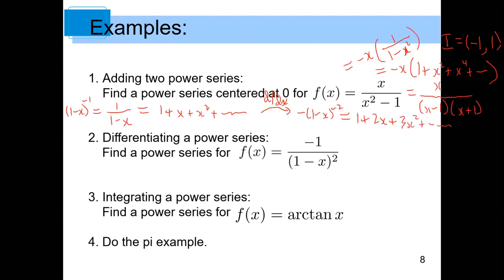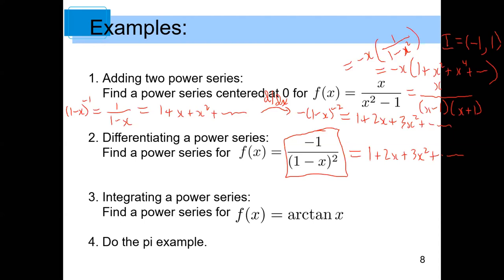Right? So look, by differentiating this power series, I happen to find a power series for this, because after all, negative 1 over (1 minus x) quantity squared is exactly what I have over there. So in other words, this thing has power series equal to 1 plus 2x plus 3x squared plus 4x cubed, etc.